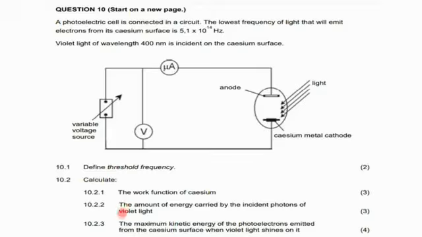Then 10.2.3 says, calculate the maximum. Now they want the maximum kinetic energy of the photoelectrons. So note now they're saying of the photoelectrons because they will now be emitted from the metal surface, and they'll be flowing in the circuit. So they're now photoelectrons emitted from the calcium surface when the violet light shines on it. So we know when it comes to that, we now have to make use of this formula.